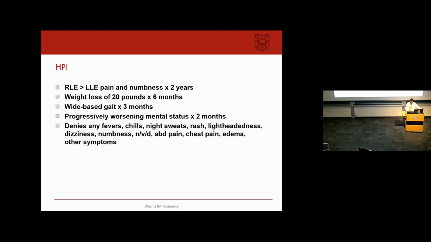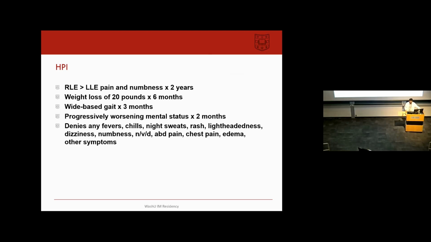It was about 20 to 30 pounds by the time she presented. And then 3 months prior, this information is all provided by her husband because she actually can't provide the information. So per the patient's husband's description, she developed a wide base gait. And then 2 months prior, she started to develop some worsening mental status.